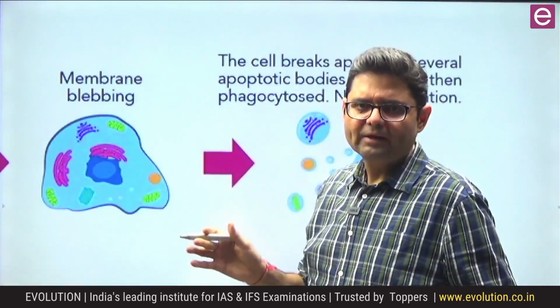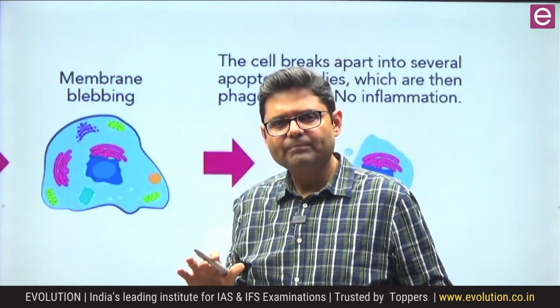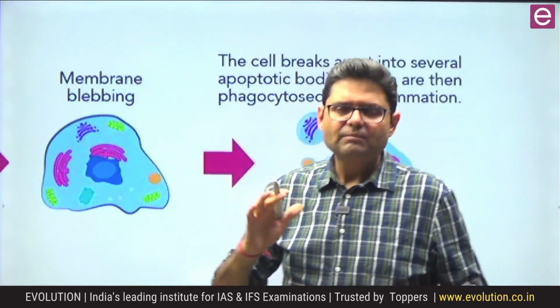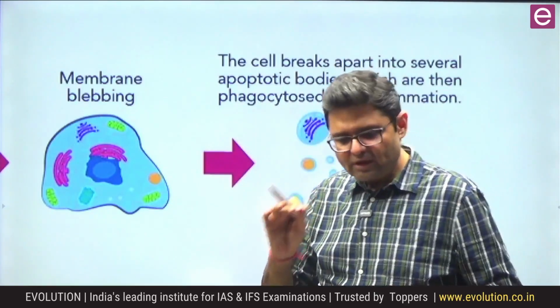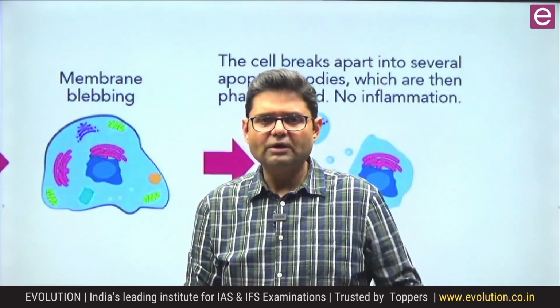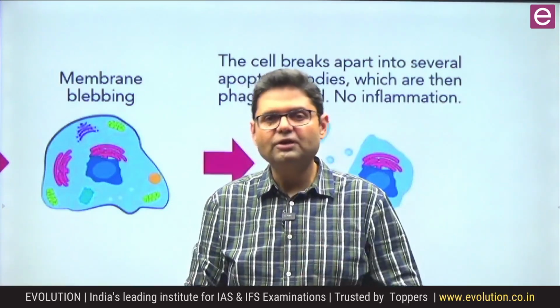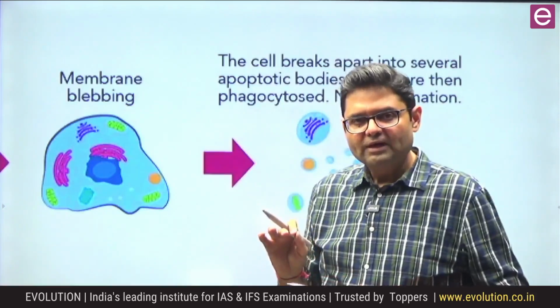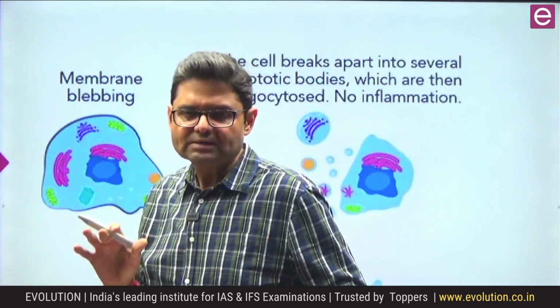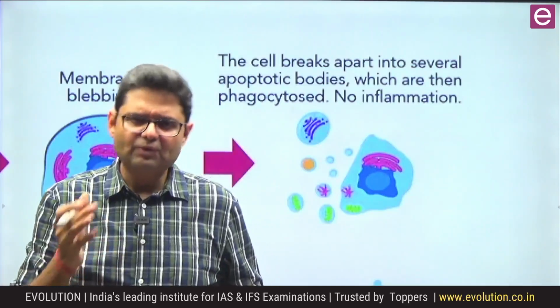Apoptosis keeps happening in a lot of tissues in our body, where older cells are removed and their place is taken by new cells. This is a process that we know as cellular turnover or tissue turnover. So tissue turnover or cellular turnover is basically the routine removal of older cells and their place being taken by newer cells.